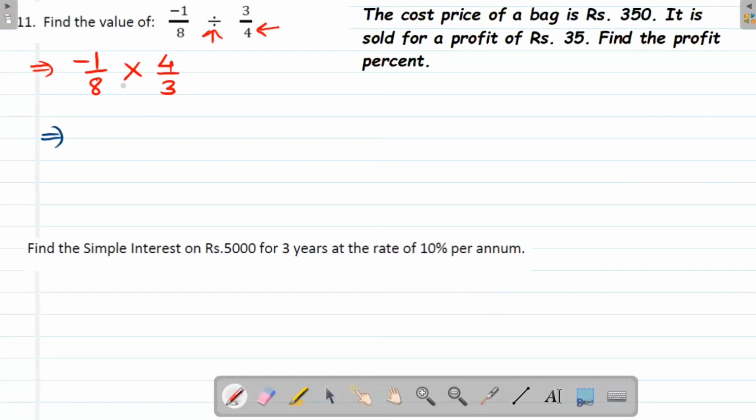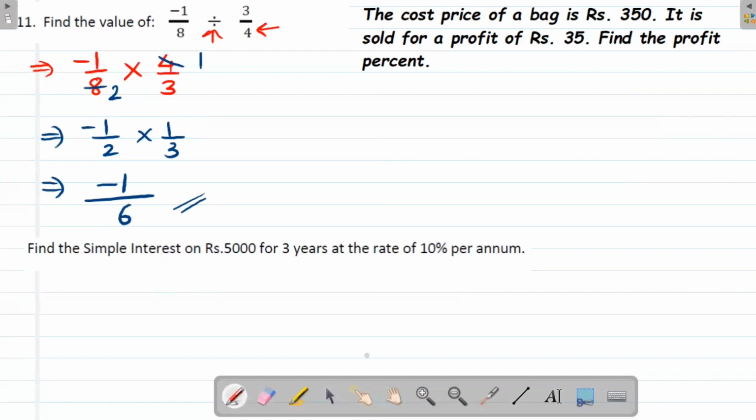Now check whether cutting is possible. Yes. 4 ones are 4, 4 twos are 8. So what is remaining? -1/2 multiplied by 1/3. Now, if you see carefully, cutting is not possible. So numerator will multiply to the numerator, that is -1 into 1, -1, divided by denominator will multiply to the denominator, that is 3 twos are 6. So this is your answer.